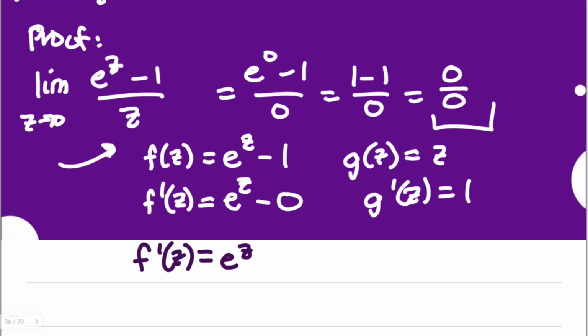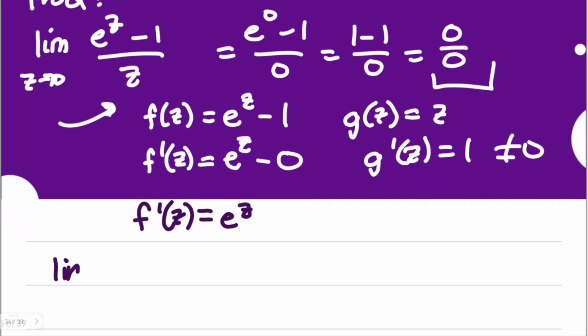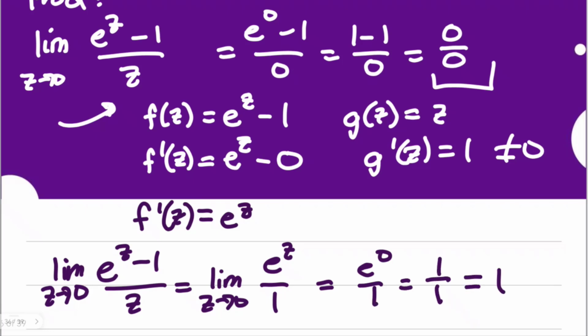Now, this is not equal to 0, and according to L'Hopital's rule, we can now use the ratio of the derivatives. The limit of our original form, e to the power of z minus 1 over z as z approaches 0, is just equal to the limit of the ratio of the corresponding derivatives: e to the power of z over 1 as z approaches 0. Substituting z, you will have e to the power of 0 over 1, which is actually 1 over 1, equal to 1.